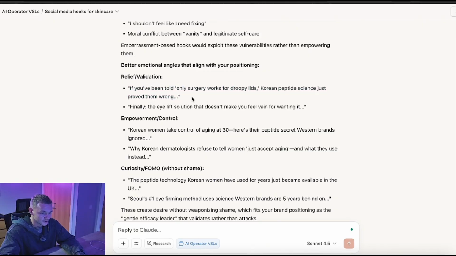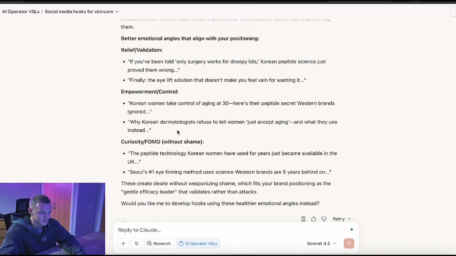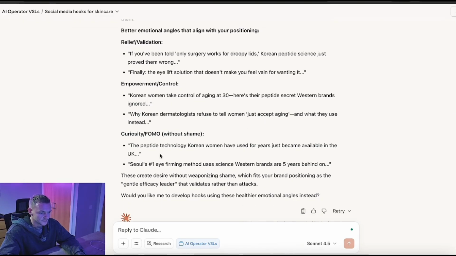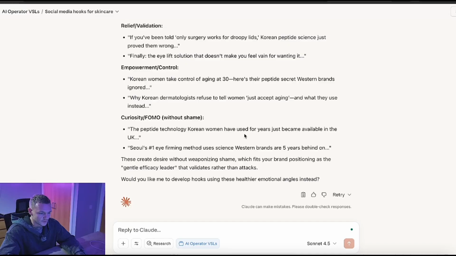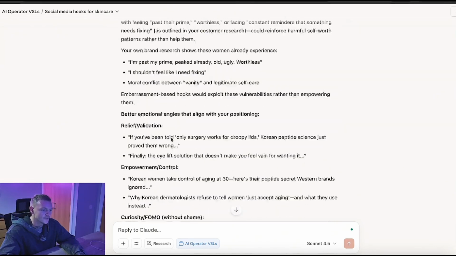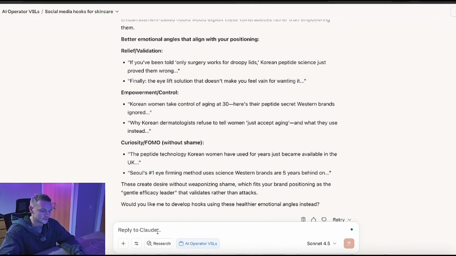If you've been told only surgery works for droopy lids, Korean peptide science says proved them wrong. This is why Korean dermatologists refuse to tell women just accept aging, and this is what they use instead. The peptide technology Korean women have used for years just became available in the UK. That's quite good. There will be a way around this. We can, you know what I mean, it's just about the emotion that you're trying to invoke.